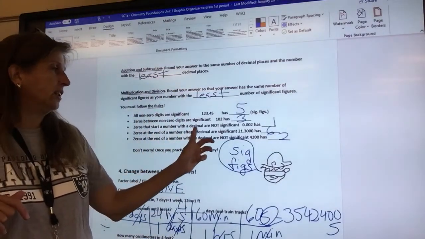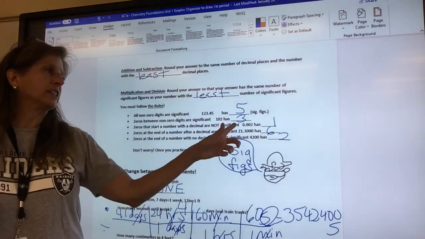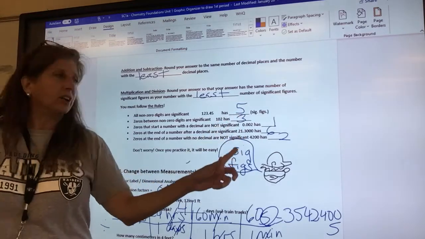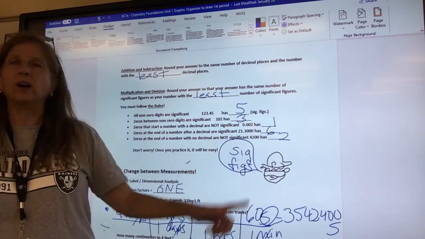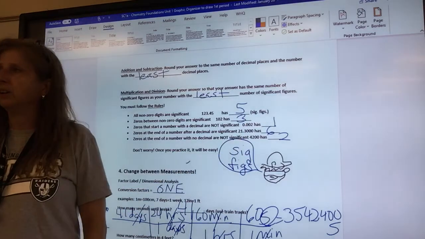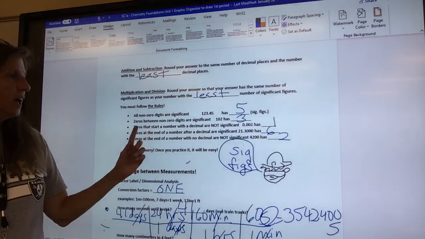Zeros that start a number with a decimal are not significant. So in this number right here, 0.002, none of those zeros count because they're at the beginning of a number. So it only has one significant figure. The only number that counts is the two. Does that one make sense? Okay, let's do the next one.